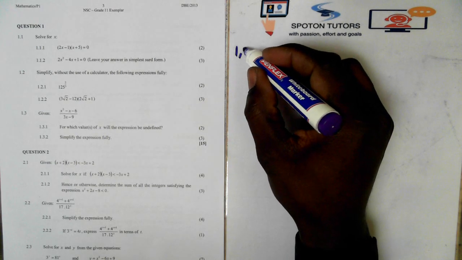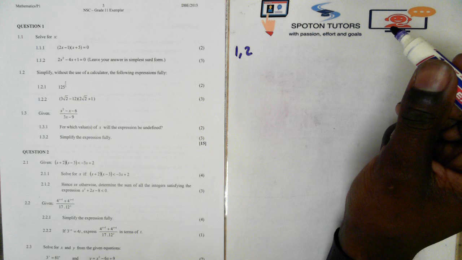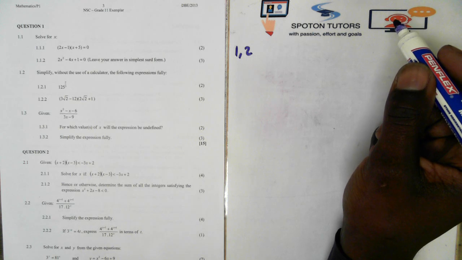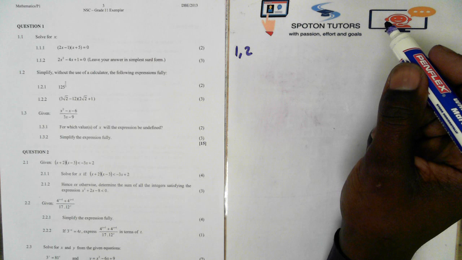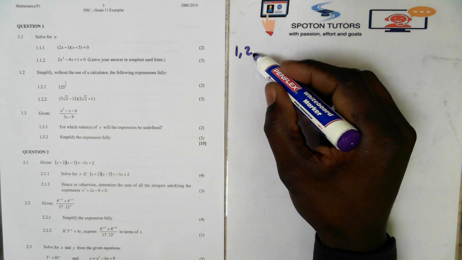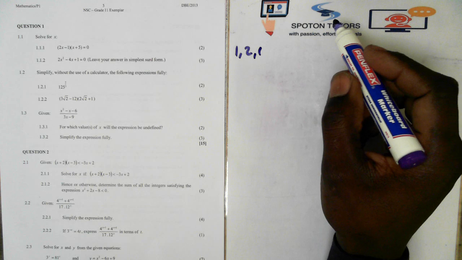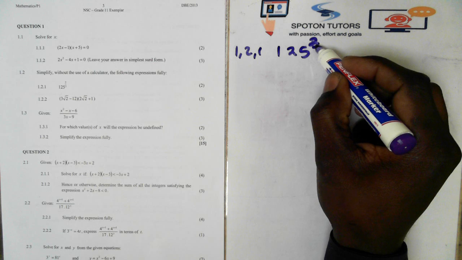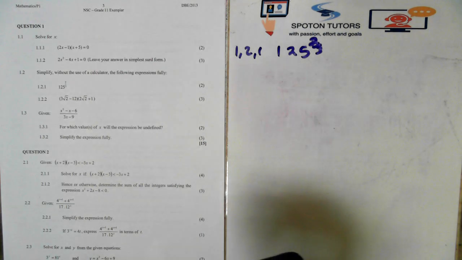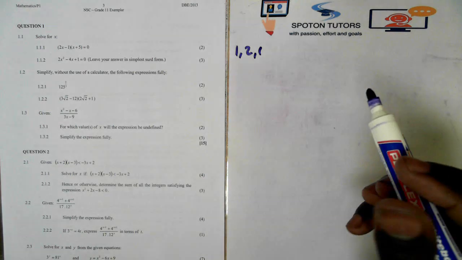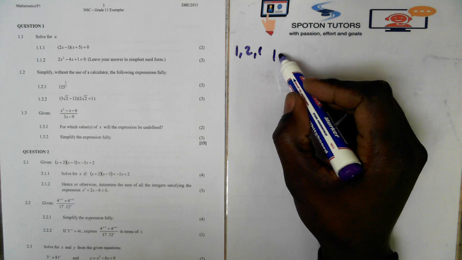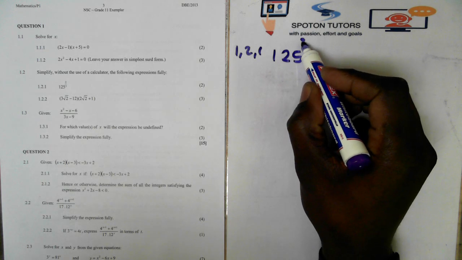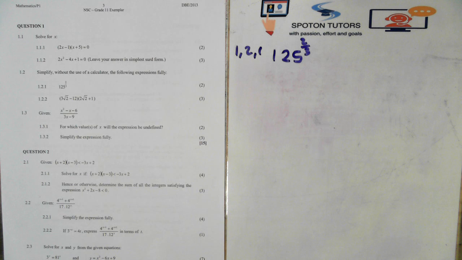Now let's do 1.2. So what does 1.2 say? Simplify without use of a calculator the following expressions fully, for 2 marks. 1.2.1, simplify 125 to the power 2 over 3. That's the exponent. Let me try to write it clearly for you. So the instruction says simplify 125 to the power of 2 over 3. Okay, simplify that fully without use of calculator.